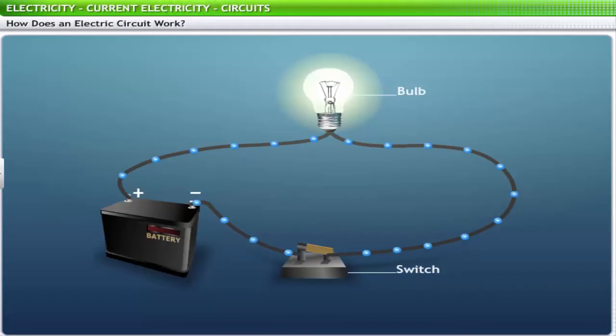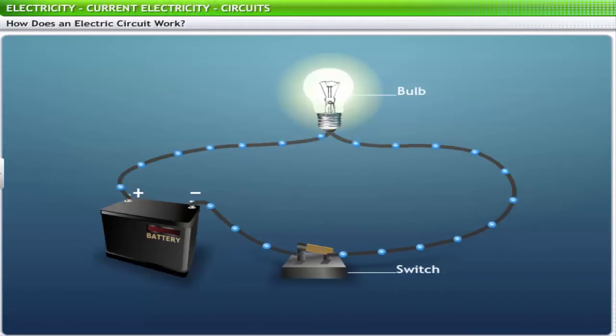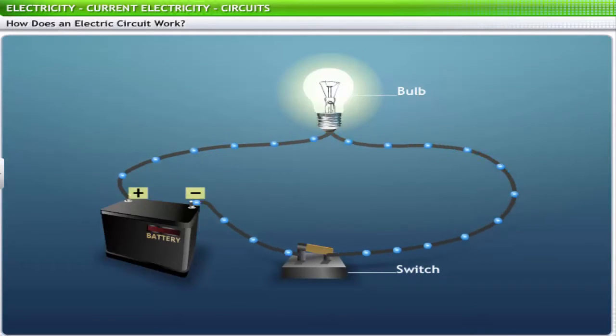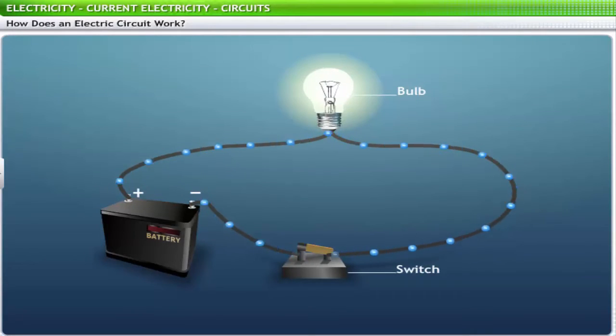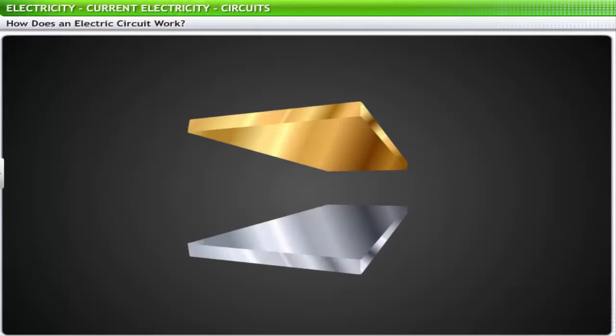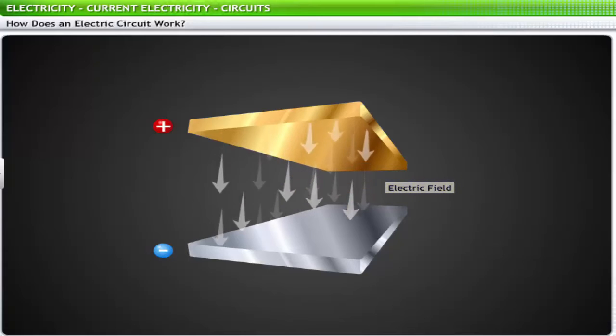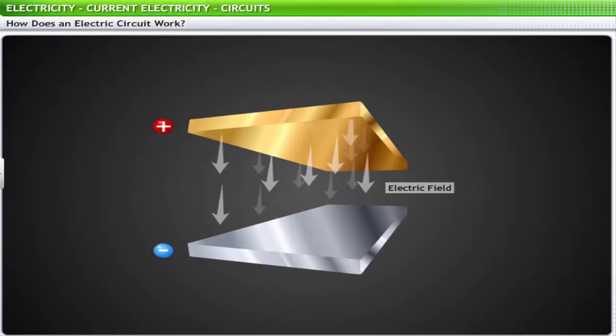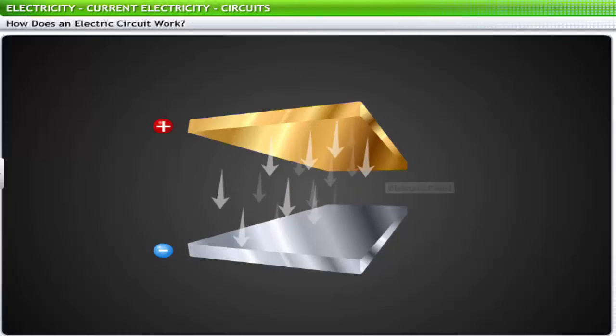The electric current in a circuit is due to a potential difference between two terminals of the battery. To illustrate the concept of potential difference and the nature of an electric circuit, consider two metal plates positioned parallel to each other. Each of these plates carries an opposite charge, one positive and the other negative. This arrangement of charged plates creates an electric field in the region between the plates. This field is directed away from the positive plate and towards the negative plate.